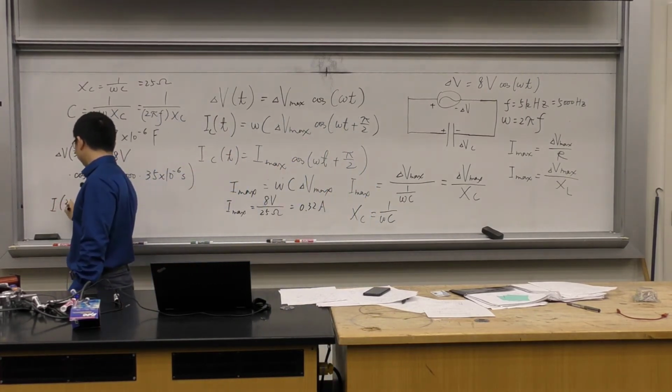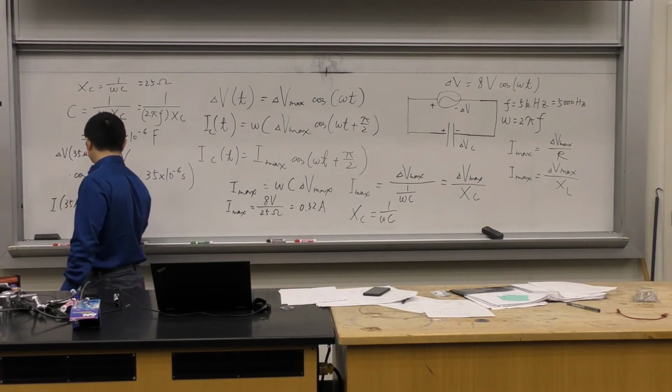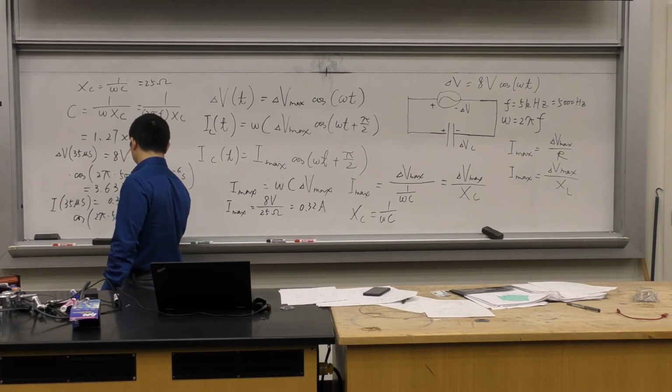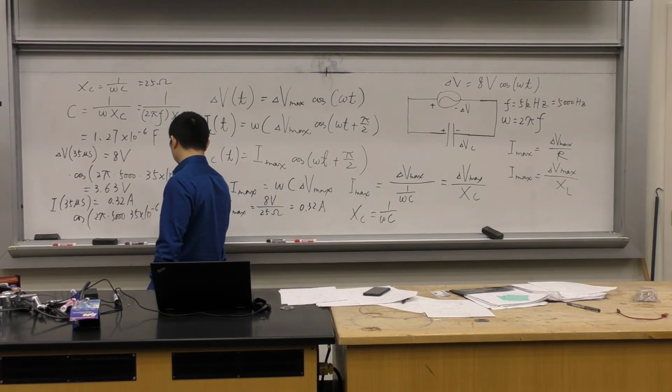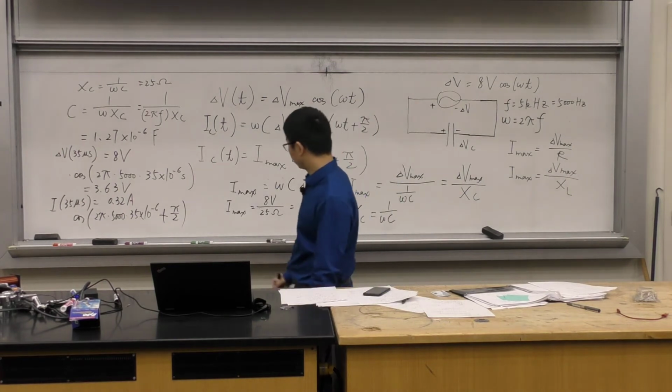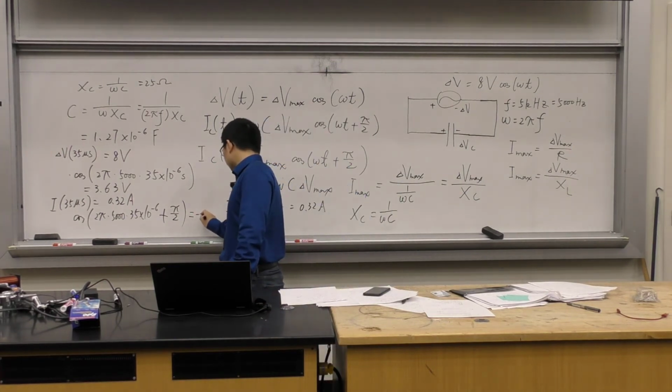Now you can plug numbers in. I at 35 microseconds is going to be Imax times the cosine function, this whole thing, plus 1/2 pi. That's the angle in this cosine function. And at the end you will get negative 0.29 amps.